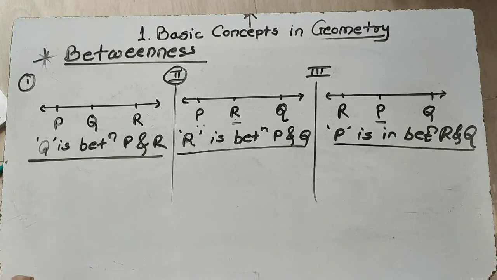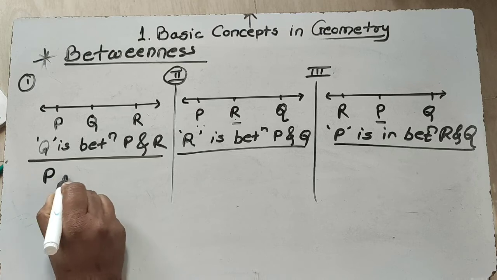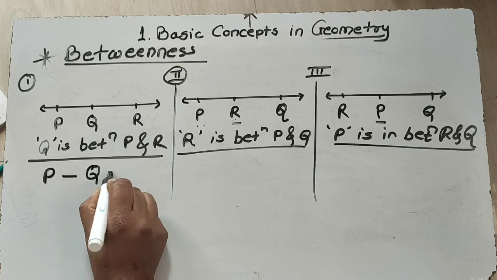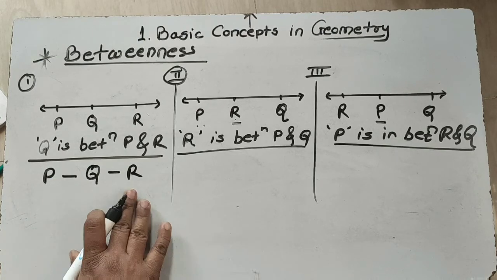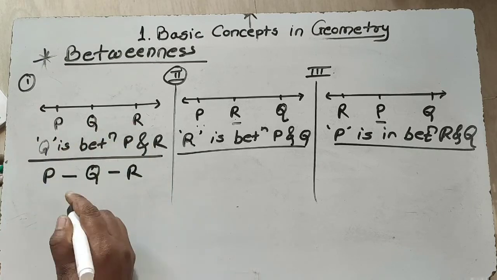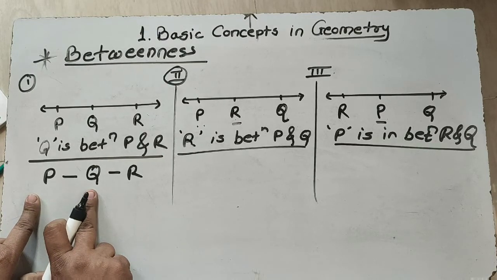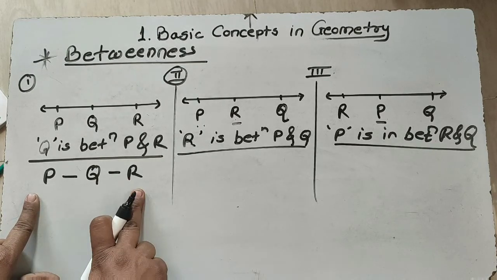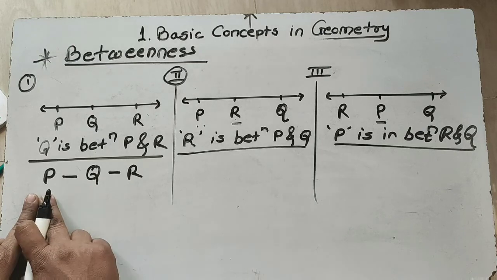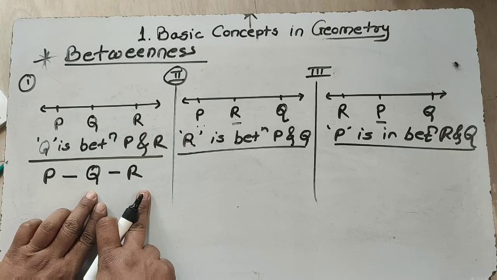So how we write the betweenness of these points is P-Q-R. This is the basic notation that we have to use at the time of a theorem. If someone writes it in that way, you understand that the point Q is in between P and R. So the point which is in between, we write in the middle.